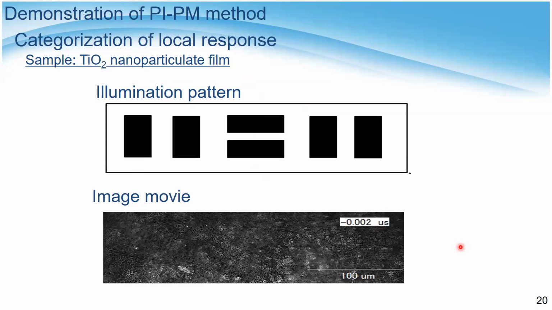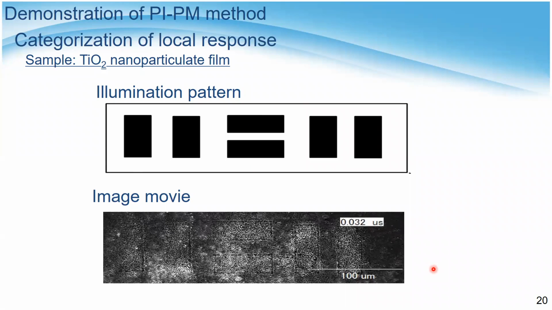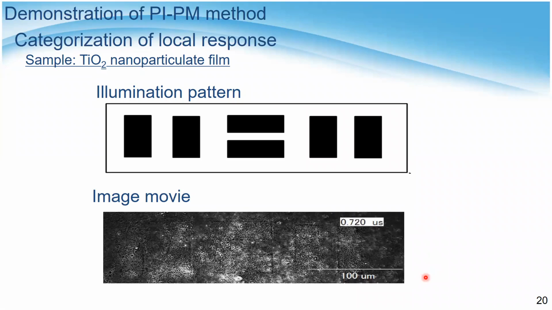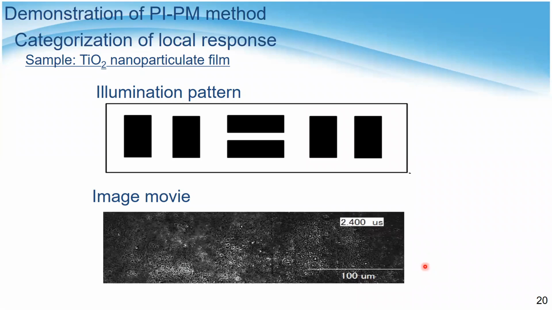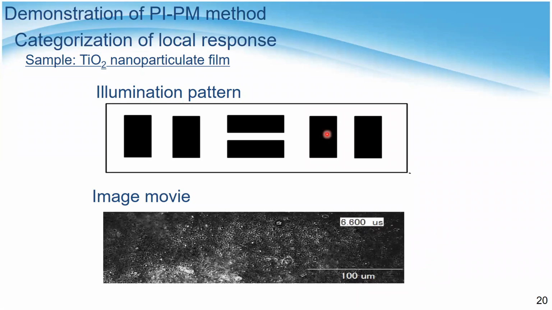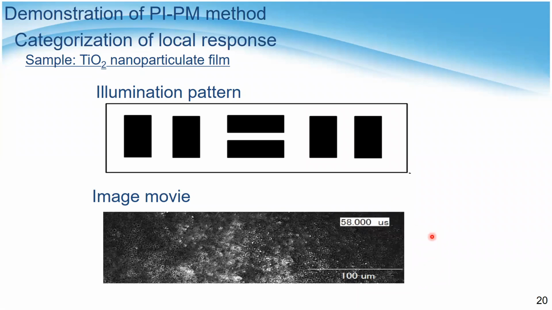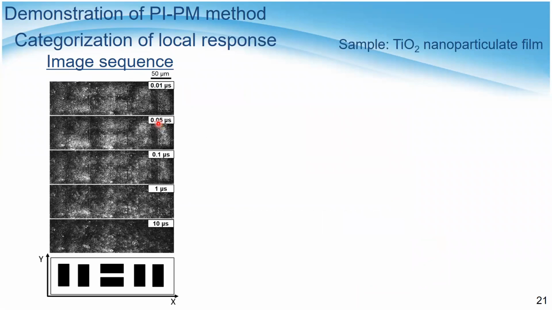So I will show one of the examples, the TiO2 nanoparticulate film. This is the illumination pattern I use, and you can see what kind of data we can obtain here. You can see this kind of structure pattern, or the sum of the square pattern. This is a region where the charge carriers are excited and then gradually decay on the order of microseconds in the case of a TiO2 nanoparticle film. And then we can obtain these image sequences.